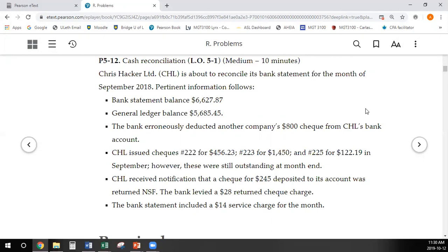CHL received notification that a check for $245 that they deposited to their account was returned as NSF, so non-sufficient funds, and the bank charged CHL $28 for that NSF check. And the last thing is that the bank statement includes a $14 service charge for the month.